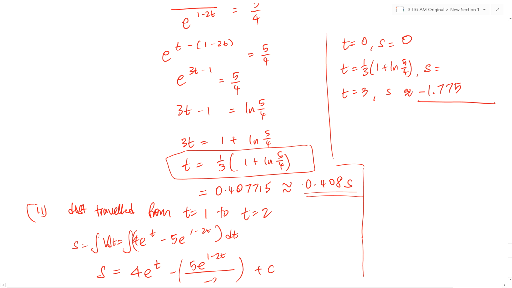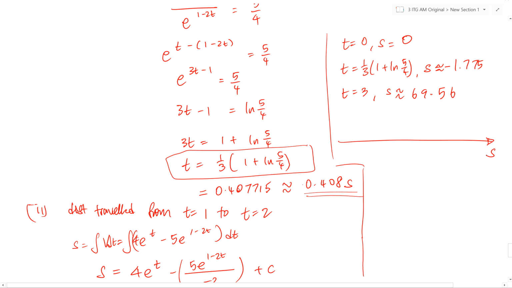Okay, approximately. And finally, when time equals 1/3 (1 plus ln 5 over 4), our displacement is negative 1.775 to 4 significant figures, approximately. And when time equals 3, our displacement was approximately 69.56. Now we need to make sense of this.